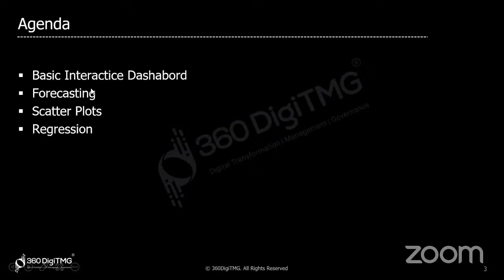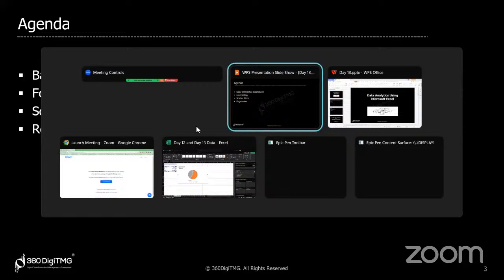Today we will continue. We will look at building a basic interactive dashboard. How do we make the graphs in the dashboard interact with each other is what we will see. Then we will be looking at the concepts of forecasting, scatter plots creation, their purpose, and we will talk about regression. Okay, so this is the idea. Let's get started with basic interactive dashboard. Sorry, there's a spelling mistake there.